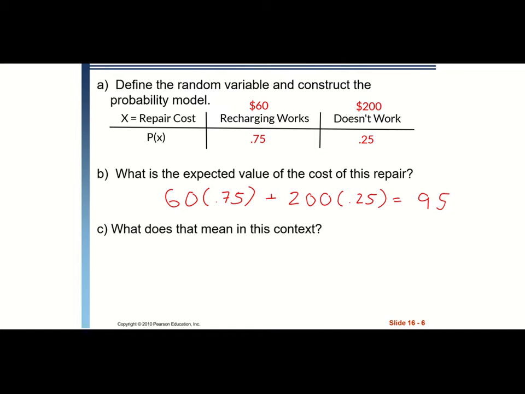What does this mean in context? It means that if many people were to come into the repair shop with this problem, on average, they would pay $95 for this repair. No one would actually pay $95. They would either pay $60 if recharging the coolant works, or they would pay $200 if it didn't work. But if we averaged all their repair bills together, they would average about $95.